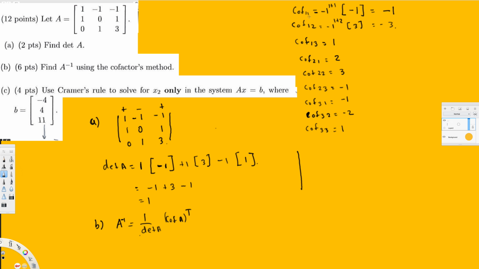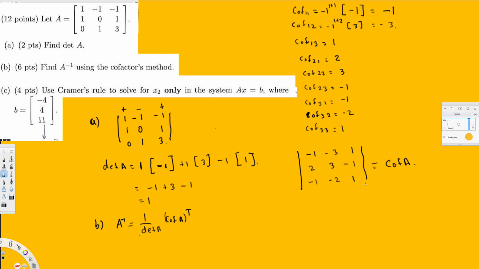I want to see first row, first column, first row, second column. I have to arrange them in the same order: -1, -3, 1, 2, 3, -1, -1, -2, 1. So this is equal to cofactor A, but we want cofactor A transpose.